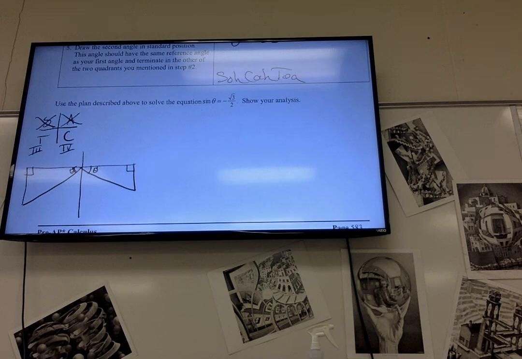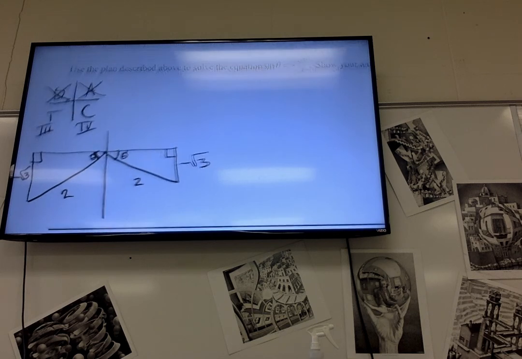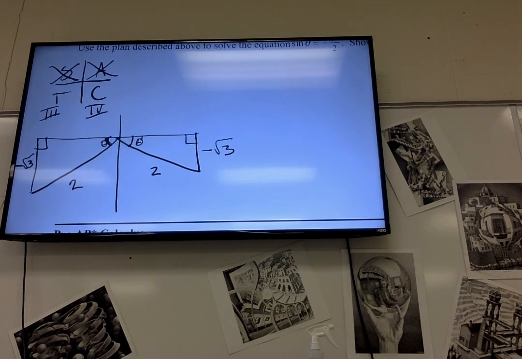That means the opposite is negative square root of 3, and the hypotenuse is 2. Same thing over here, negative square root of 3 over 2. What angle is the reference angle in order to make this kind of triangle? Which one's across from the square root of 3? No, 60. 60.